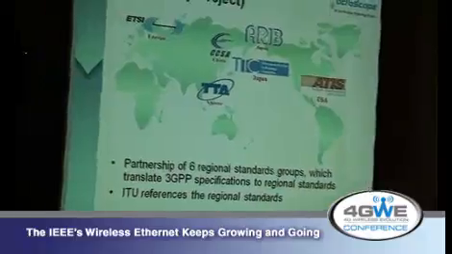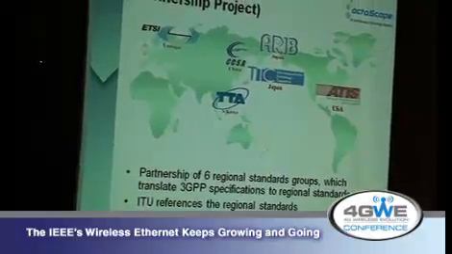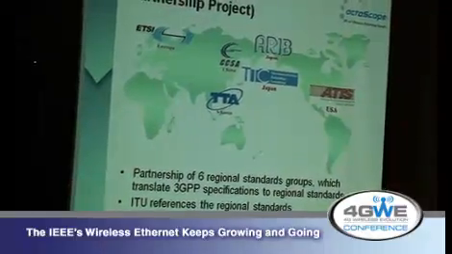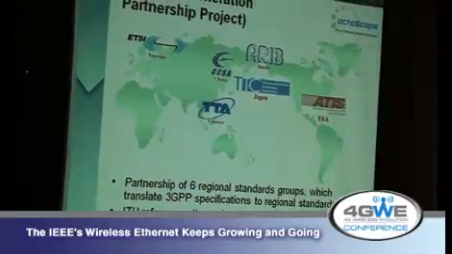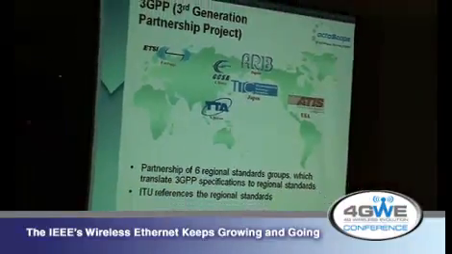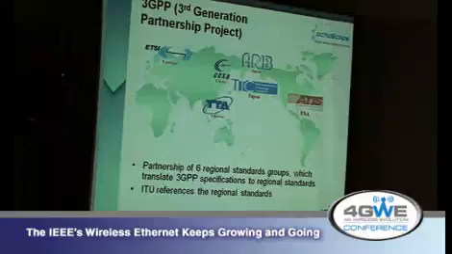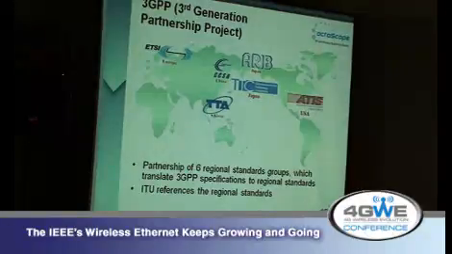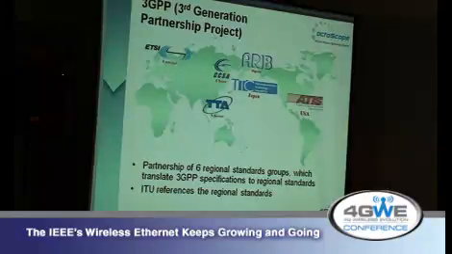But the organization, the politics here work differently. 3GPP essentially has 6 regional standards groups. In the USA, it's mostly ATIS. And if I wanted to attend 3GPP meetings and contribute to the standards, I'd have to join ATIS and be a delegate through ATIS. And then ITU can reference the regional standards that are translated by these groups. So it's a partnership project.